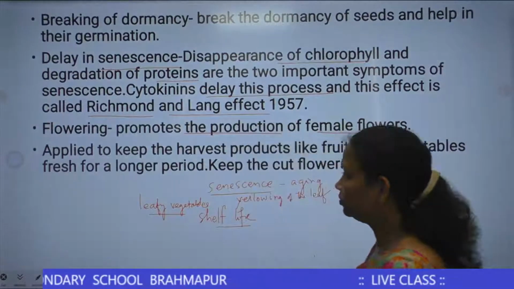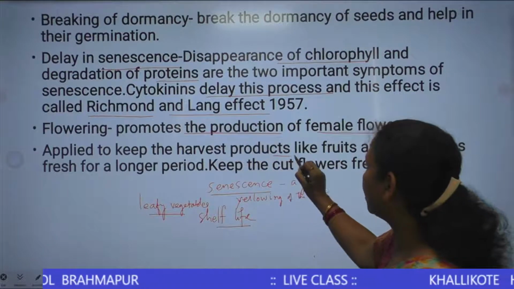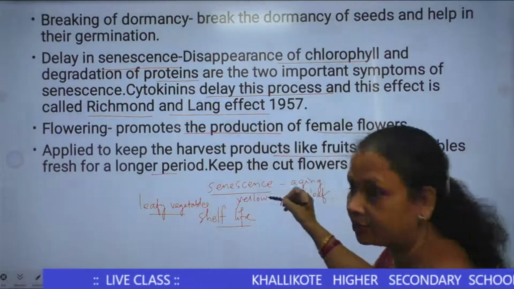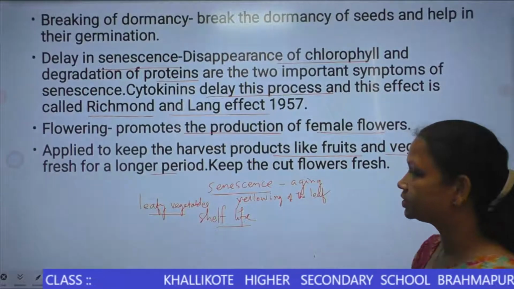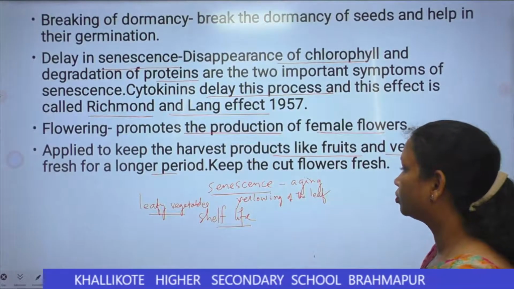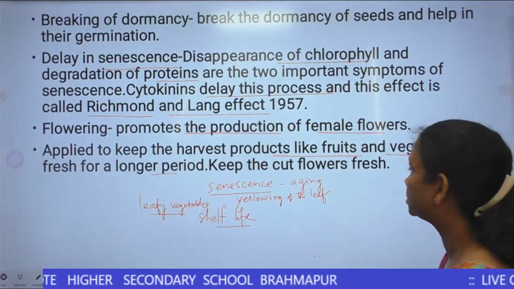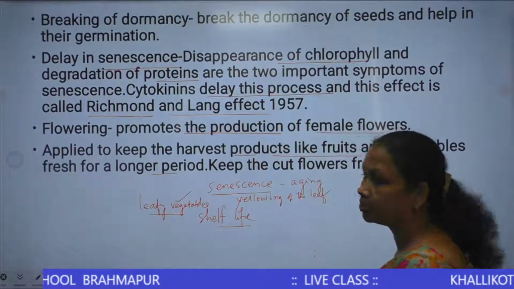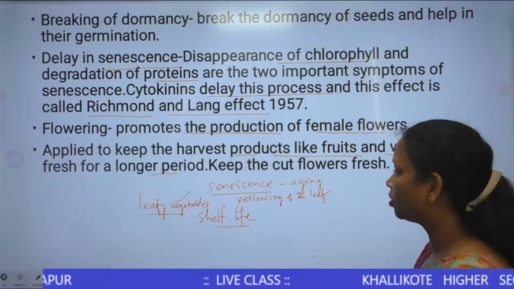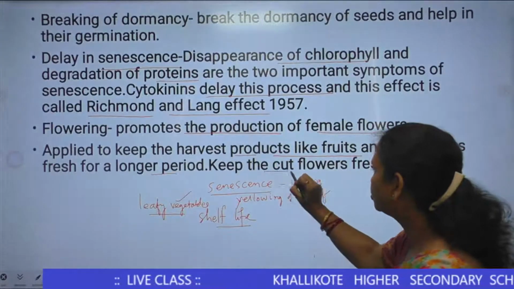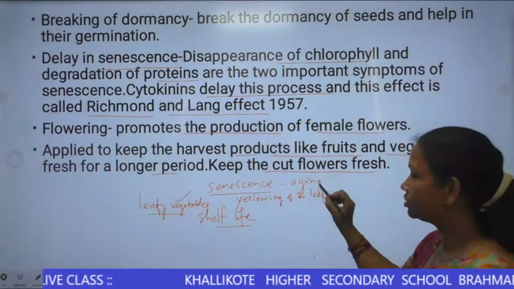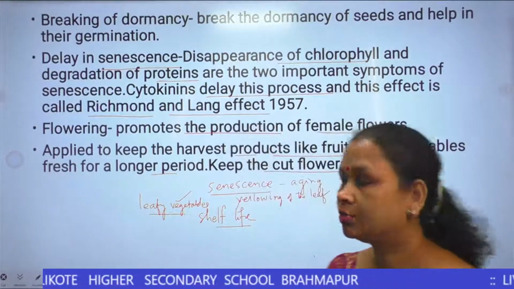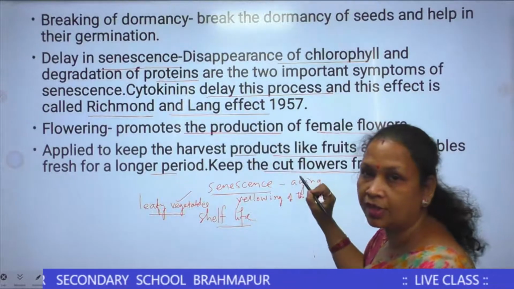The next effect of cytokinin is that it promotes the production of female flowers. It is also applied to keep harvest products like fruits and vegetables fresh for a longer period, as we discussed, by reducing senescence or the destruction of chlorophyll and promoting production of more chloroplasts. They are used to keep harvest products like leafy vegetables or fruits fresh for a longer period.